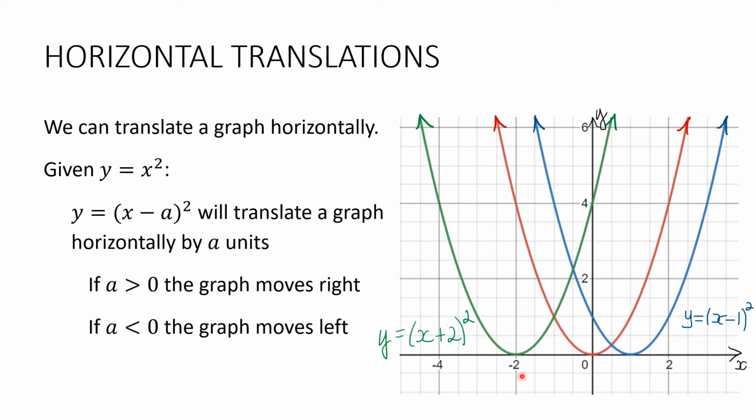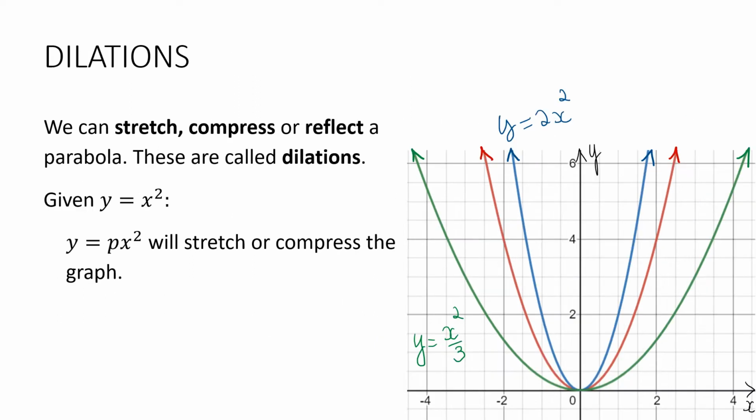I always like to think that it moves to what makes 0. What makes 0 here? Negative 2. So you can see how it's moved from 0 to negative 2. And we can stretch, compress, or reflect a parabola. And these are called dilations.